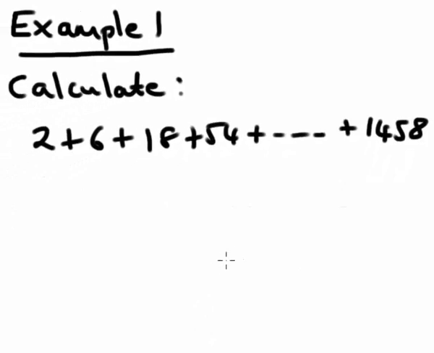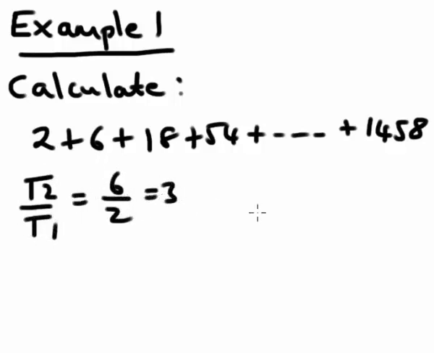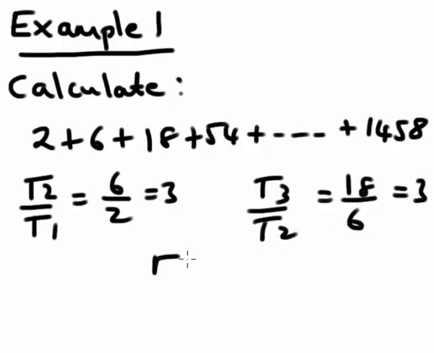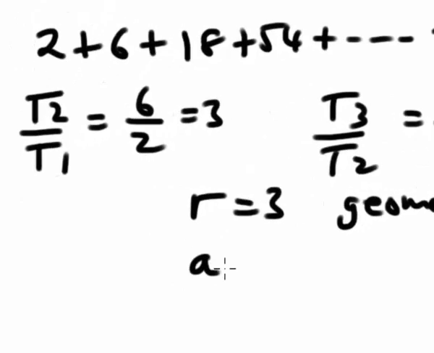Well, the first thing we need to say is, what kind of series is it? It looks like it's geometric. Let's just test it. The second term over the first is 3. The third term over the second is 18 over 6, which once again is 3. So there's a constant ratio, and it's geometric, which is great. Now, the first term is 2.